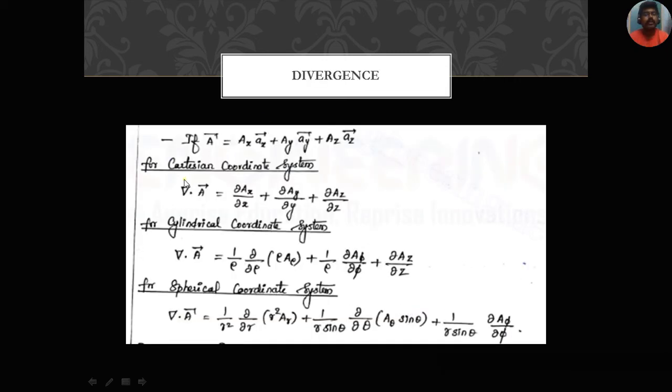The formula for divergence in a Cartesian coordinate system: del dot A is equal to ∂Ax/∂x plus ∂Ay/∂y plus ∂Az/∂z.